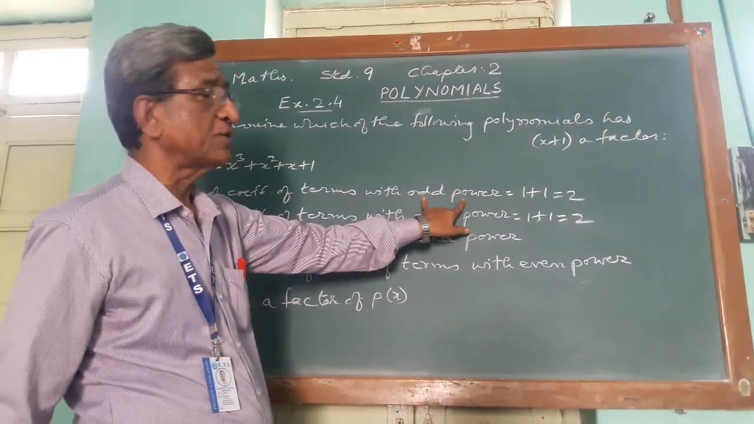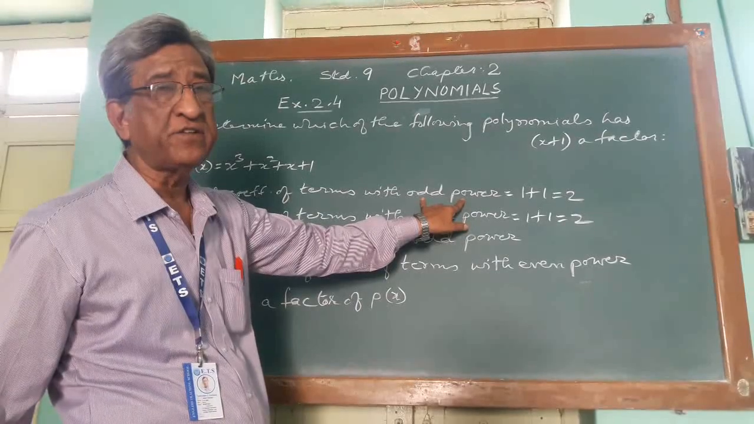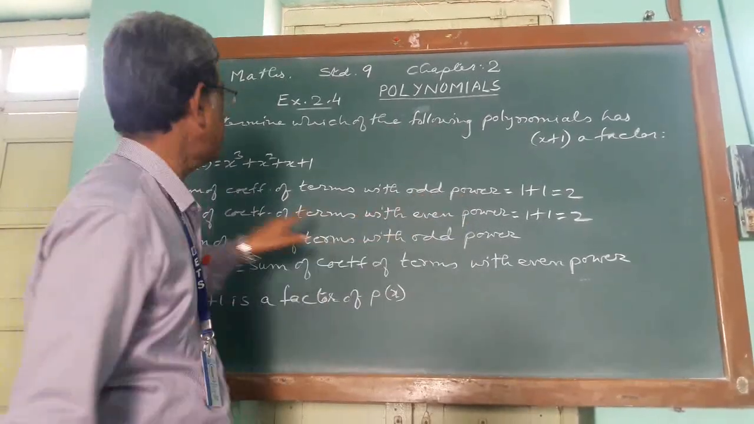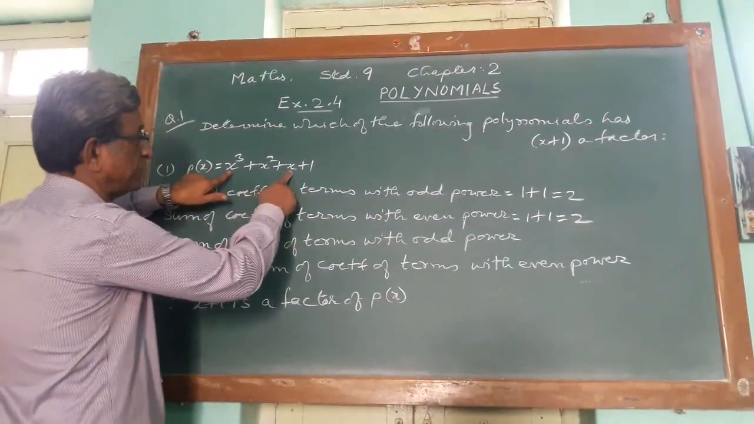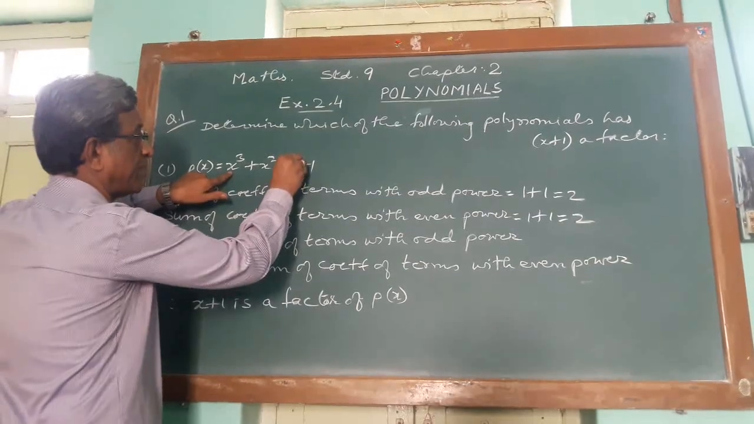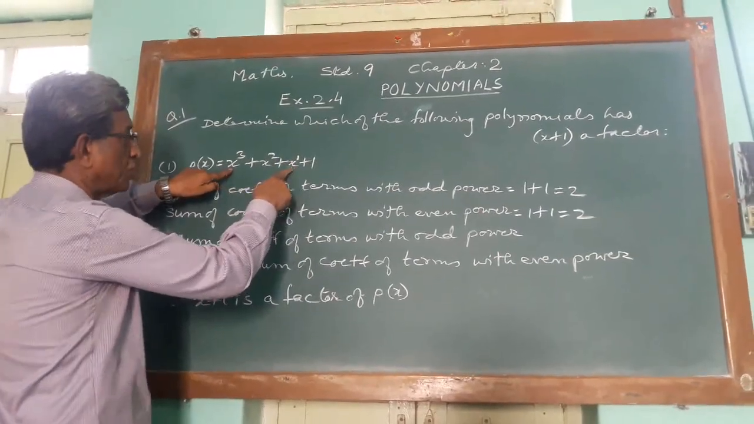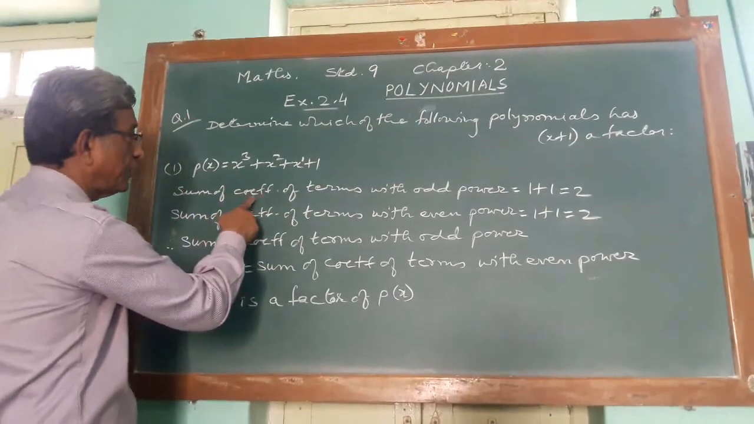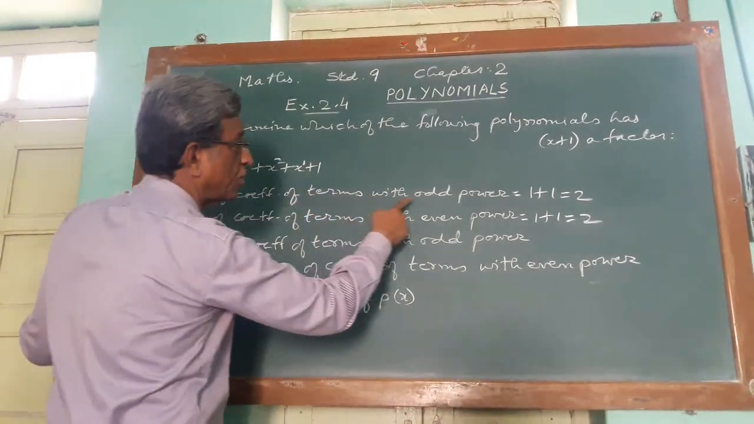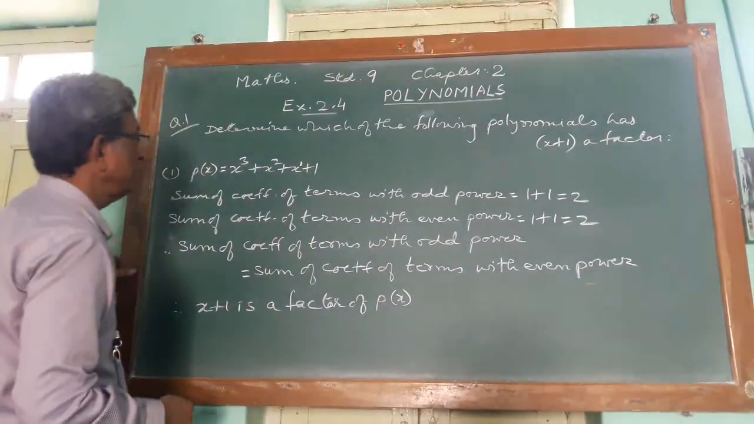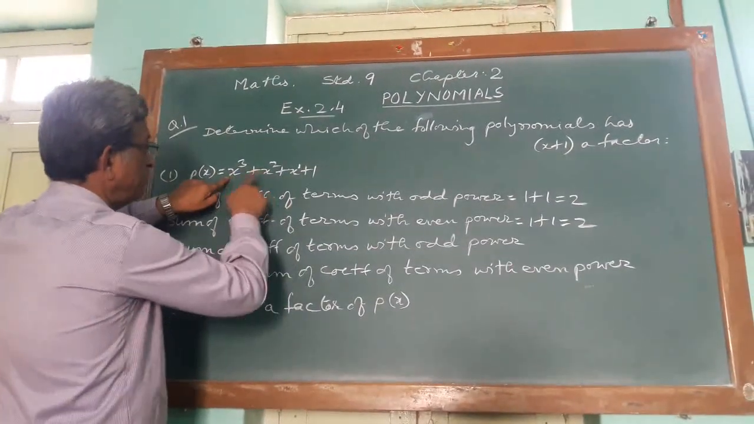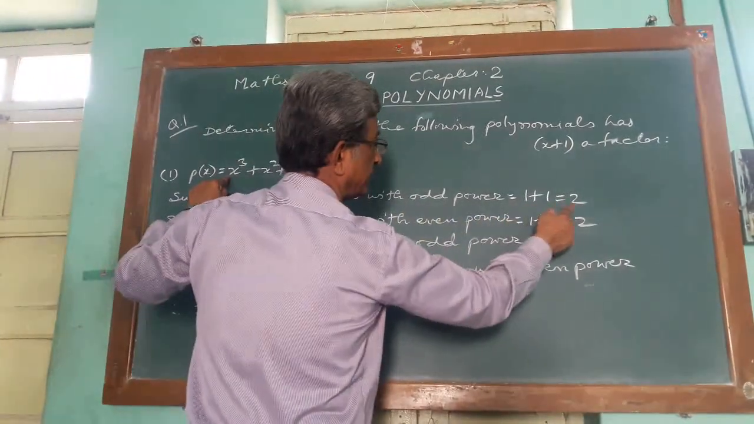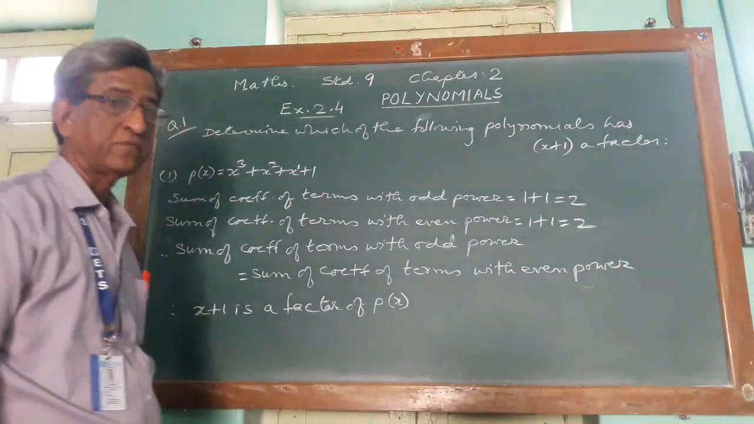Odd power means x raised to 1 and 3. So here these are the terms with odd power. Here nothing else has power 1. So the sum of coefficients of the terms with odd power: you have to add these two, 1 plus 1, equal to 2.